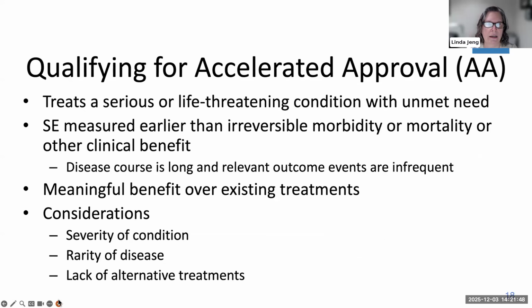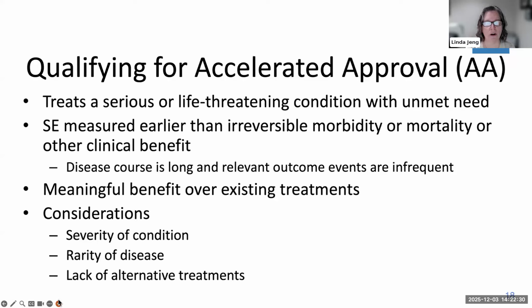Next slide, please. The next aspect to consider when you're thinking about using a biomarker or a surrogate endpoint for approval is to really think about whether the accelerated approval pathway is an acceptable pathway. The requirements for using the accelerated approval pathway is that it treats a serious or life-threatening condition with an unmet need. The surrogate endpoint must be measured earlier than irreversible morbidity or mortality or other clinical benefit. This is particularly challenging when the disease course is long and relevant outcomes are infrequent. So those are times where the accelerated approval pathway may be a good option.